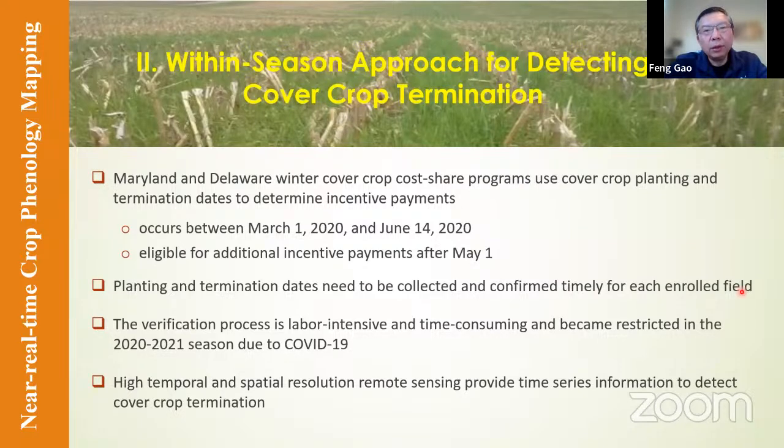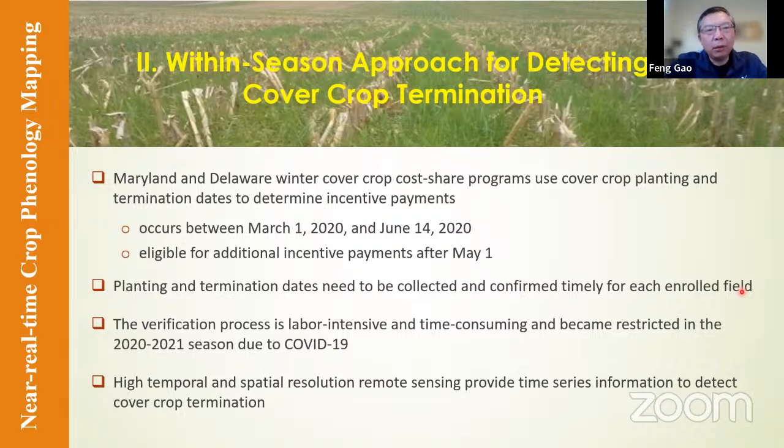But in order to decide the payment, they have a very specific regulation. Termination must be between March 1st and June 14th, in the 2020 agreement. And there is an eligible additional incentive payment after May 1st, because the cover crop can reach a higher biomass to take up extra nutrients and protect the soil.